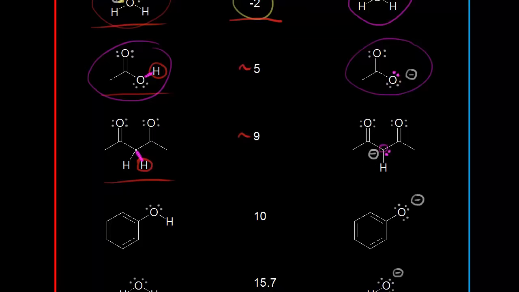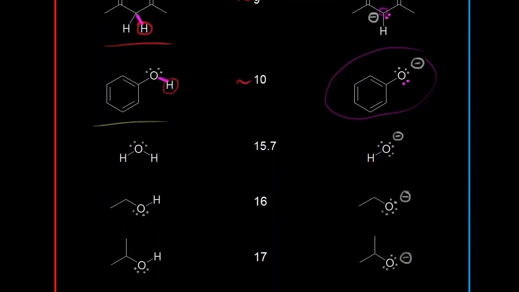Our next compound is phenol, and the acidic proton on phenol is this one right here. So if a base takes that proton, these electrons in magenta are left behind on the oxygen, which give the oxygen a -1 formal charge. So this is our conjugate base. So the pKa for that proton is approximately 10.